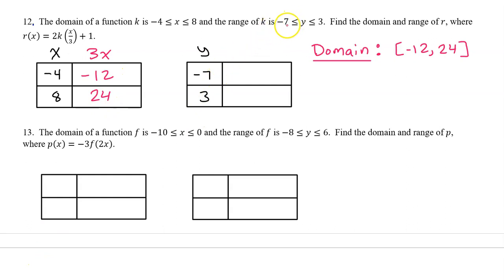The original range goes from -7 to 3. The two transformations that affect the y values are the 2 multiplying in the front and the 1 adding on the end. So I can get new y values by doing 2y plus 1. 2 times -7 is -14, plus 1 is -13. 2 times 3 is 6, plus 1 is 7. So my new range is from -13 to 7.